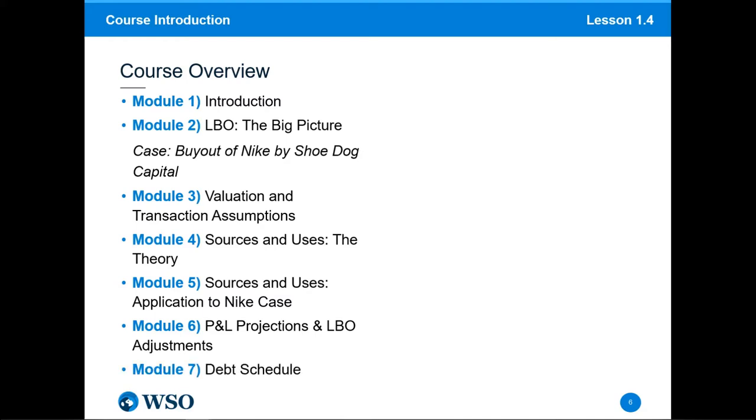Then Module 7 is arguably one of the most important modules we're going to cover here. And this is really what makes an LBO an LBO. And that is the debt schedule, the debt paydown schedule. So really pay attention in this section. This is very important. We're going to be walking through how that is put into practice in building an LBO.